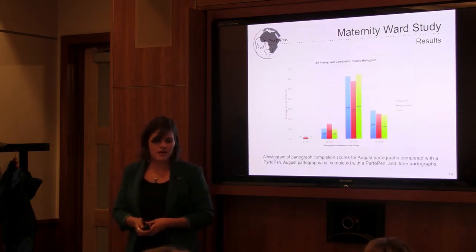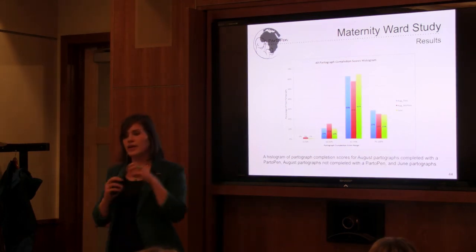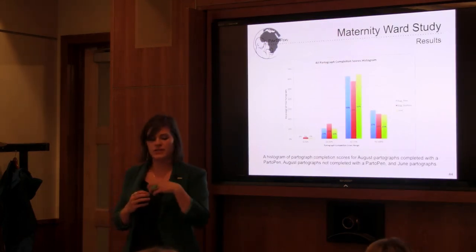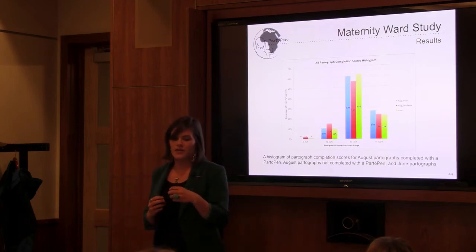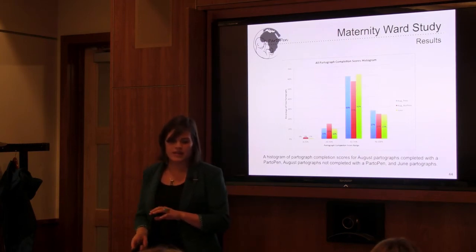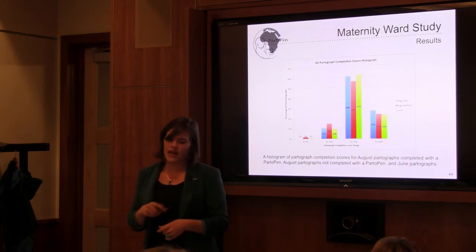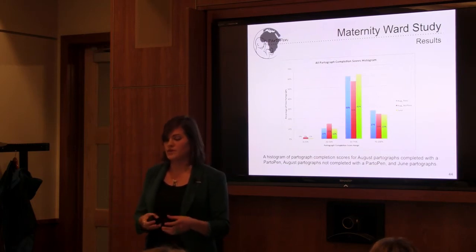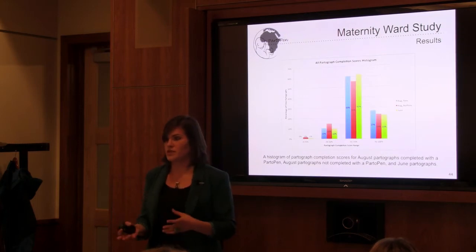Okay, and so this is looking at August, pulling out just the partographs from August that were filled out with the PartoPens, and then comparing that to the rest of August and all of June. And what you can see here is that the August partographs that were completed with the PartoPens didn't have any in the 0 to 25% completion range, and also had the highest percentage of 75 to 100% completion.